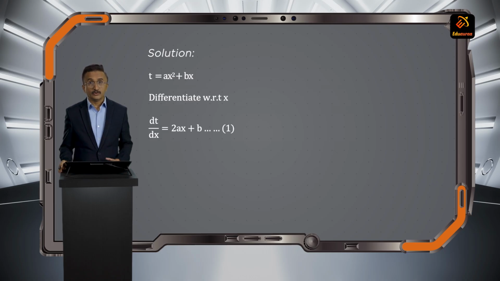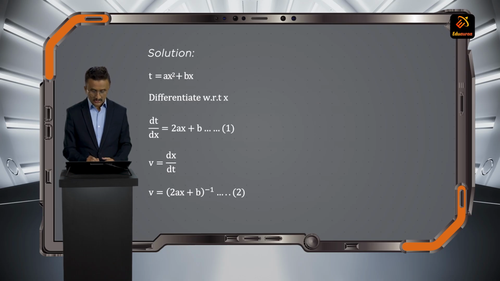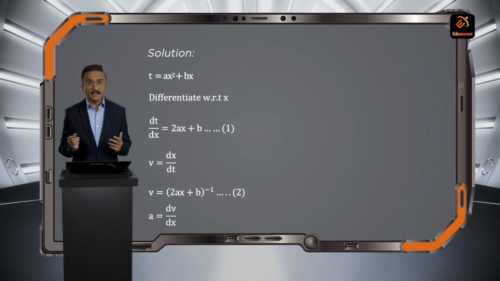But what is velocity? V is equal to dx by dt. So the reciprocal of equation number 1 is the velocity. So I can say V is equal to 2ax plus b raised to minus 1. So this is my equation number 2. Now I have to find out the acceleration. What is the acceleration? It is v dv by dx. So a is equal to v dv by dx.